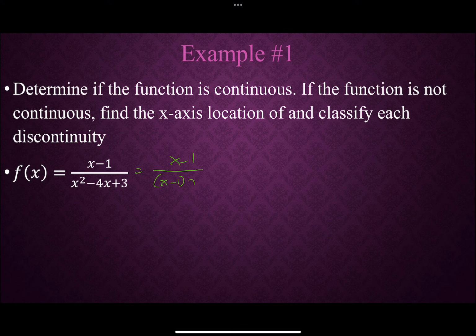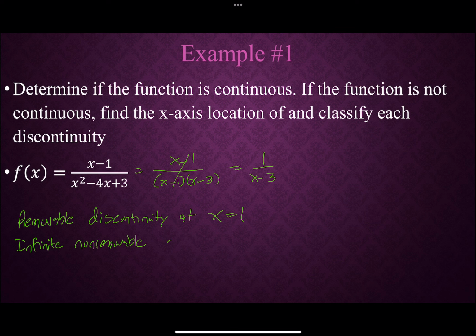And I would see that I have an x minus 1 that cancels, and an x minus 3 that's left over. So this would tell me the x minus 1 that cancels, the term that cancels, is a hole. So I would have a removable discontinuity at x equals 1, the factor that cancels. Whereas I would have an infinite non-removable discontinuity. Apologize for the handwriting. It's awful. So an infinite non-removable discontinuity at x equals 3.